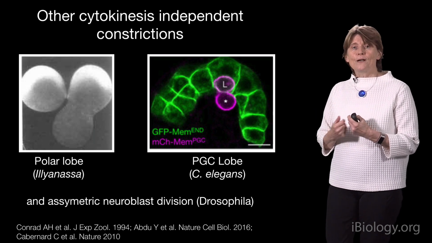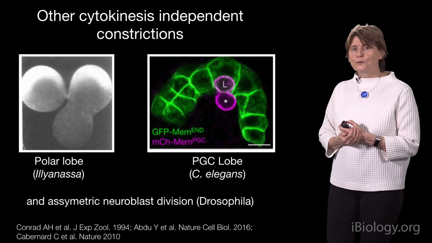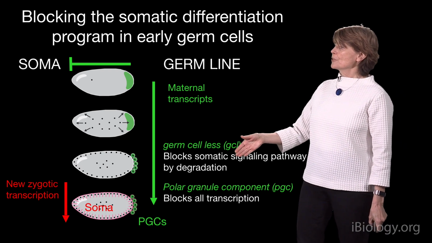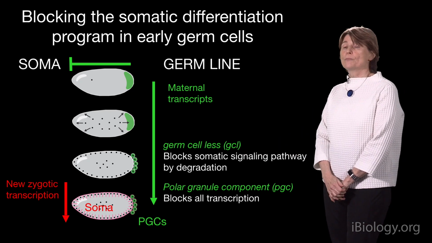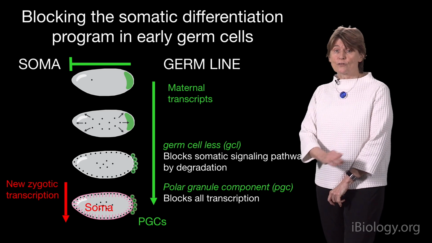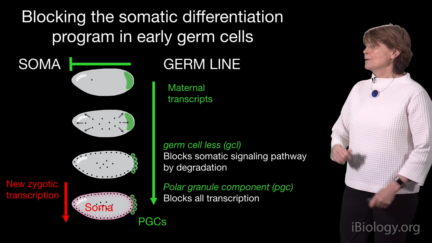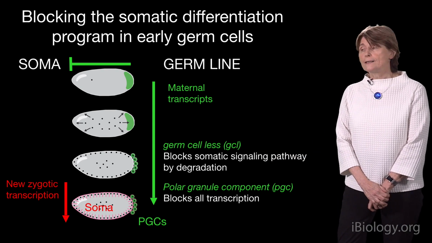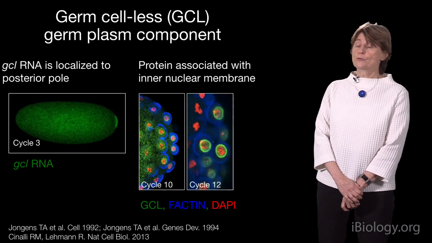We do not know if they're all based on the same molecular mechanism, which I will be telling you about next. So what I will be focusing on now is how germ cell-less is blocking a somatic signaling pathway by degradation and thereby allowing this furrow to happen and to close. And then I will also tell you about polar granule component, another one of these localized RNAs, which blocks transcription in the germ cells. So let's focus on germ cell-less.